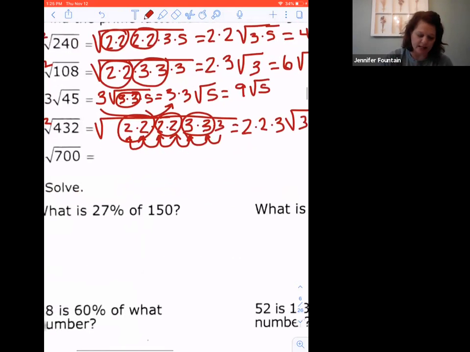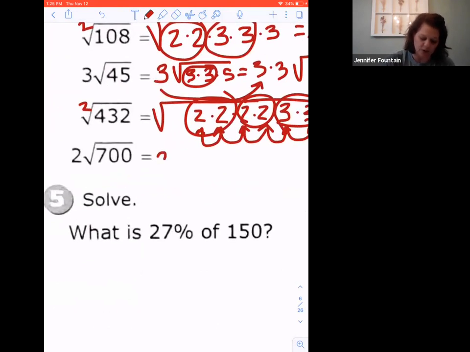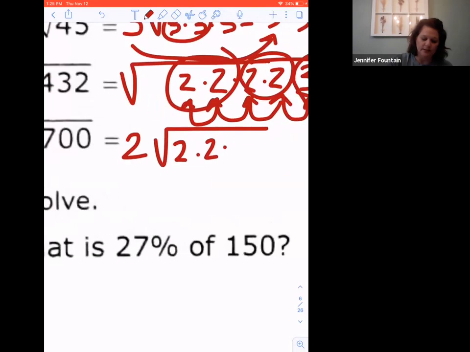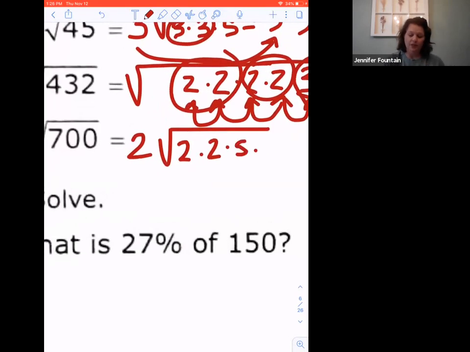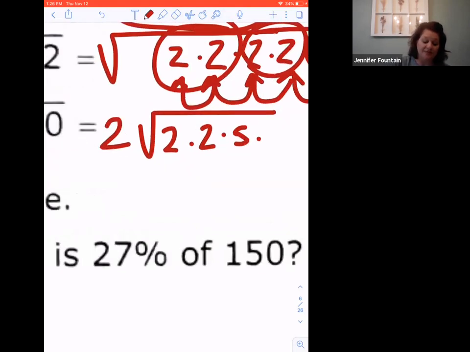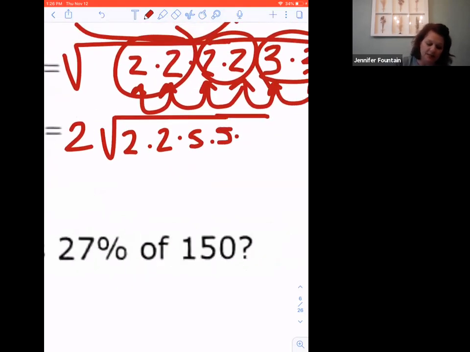Okay. And the last one, 2 times the square root of 700. I leave my 2 there. Half of 700 is going to be 350. Half of 350 is going to be 175. I can't divide 175 by 2, and 175 divided by 3 won't work either. So let's do 175 divided by 5, because remember, I'm only working with prime factors. So after 3 comes 5. 175 divided by 5 is 35. And then 35 is 5 times 7.